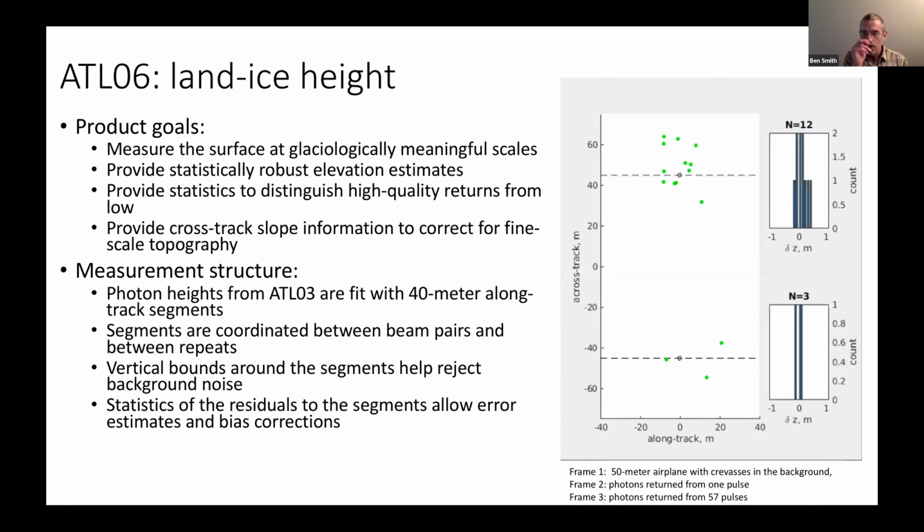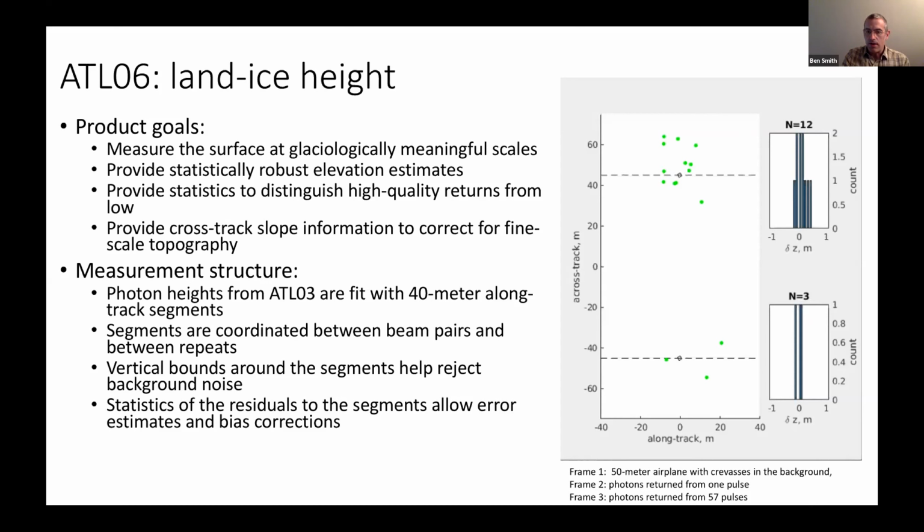Here's a picture of the photons that you get back from a strong beam and a weak beam from a single pulse. From a strong beam, we get back up to 12 photons. These are randomly distributed by the footprint pattern of ATLAS. At the bottom, we have a weak pulse, which has only 3 photons, and those are also randomly distributed by the beam pattern of ATLAS.